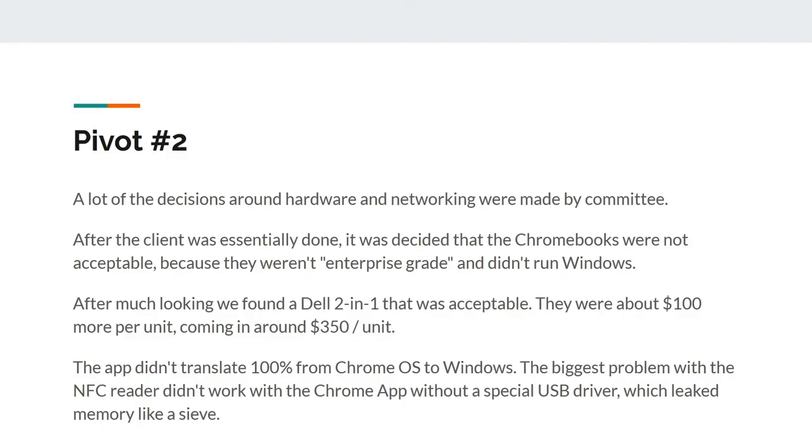The app didn't translate 100%. The NFC reader was able to work through Chrome OS to the Chrome app. It just worked pretty seamlessly. To get the NFC reader to work on Windows as part of the Chrome app, I had to actually use a special USB driver, which ended up leaking memory like a sieve. And we're going to talk more about that later.